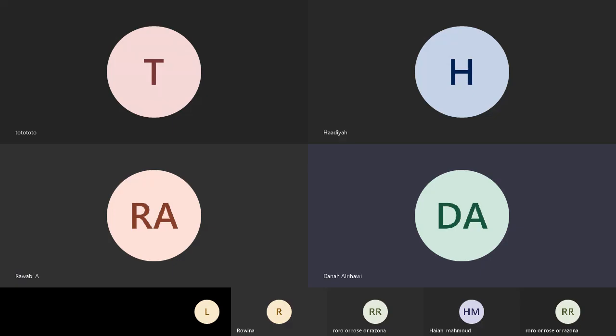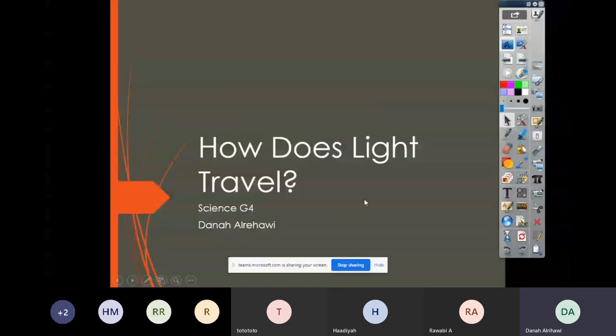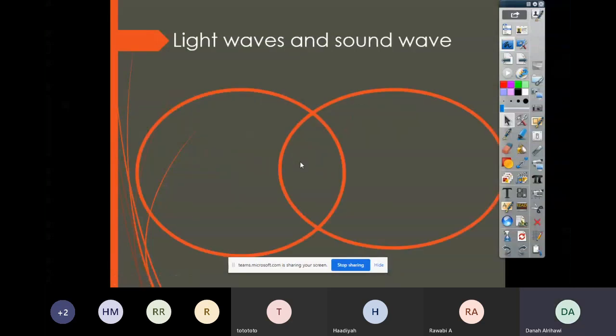Good morning, grade 4. Today we are going to discuss how does light travel? In this lesson, students will observe that energy can be transferred from place to place by light. Let's begin with a conversation between the light waves and the sound waves. Are you ready? Let's start.